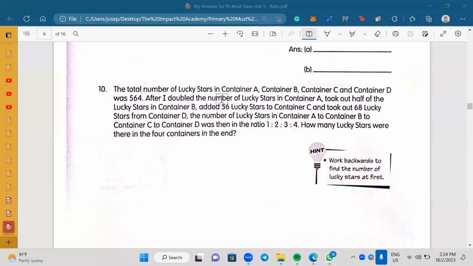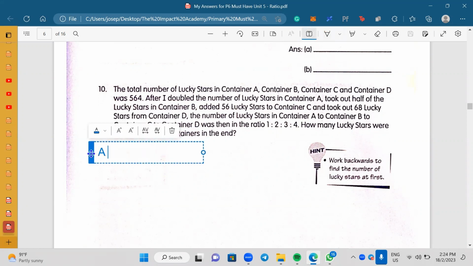At question number 10, it says that the total number of lucky stars in containers A, B, C, D was 564. So that is the total. Agree? So A plus B plus C plus D is equal to 564. Am I making sense here? All right. Yep. So you don't have to do much.